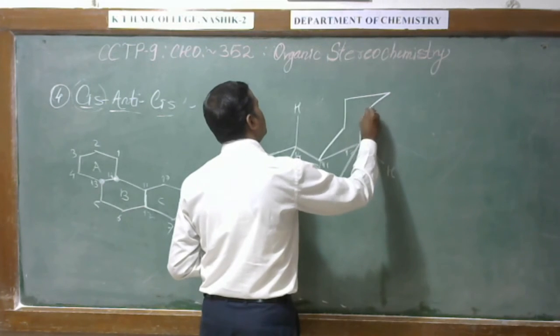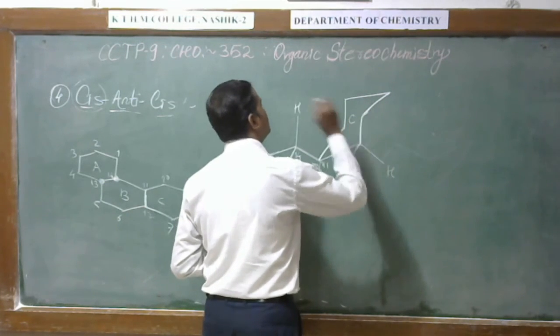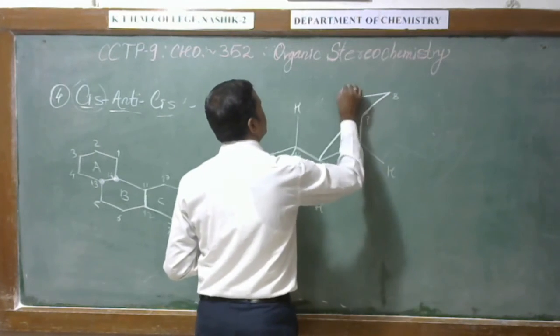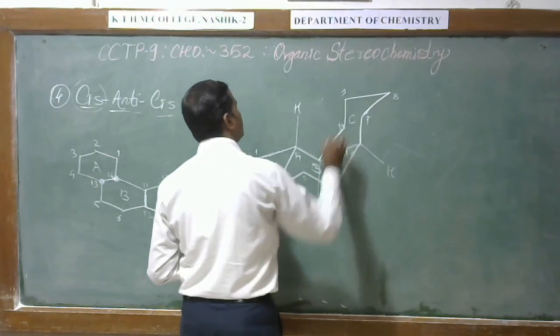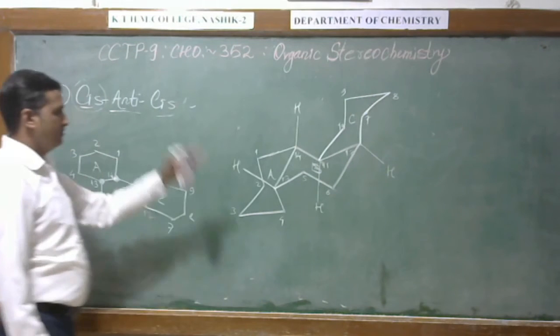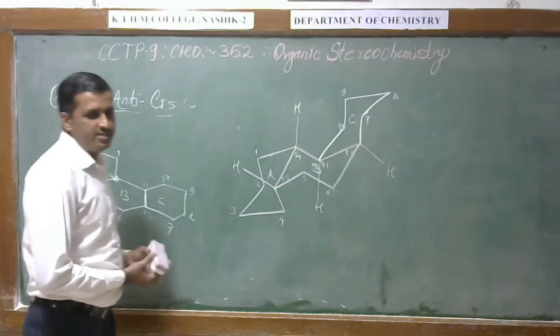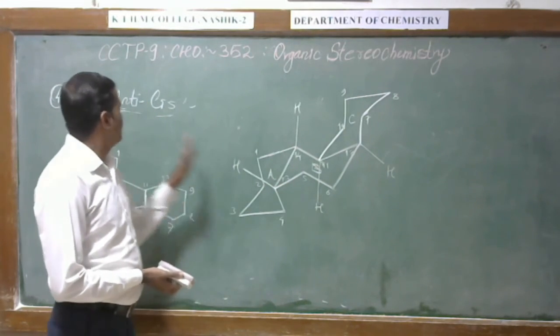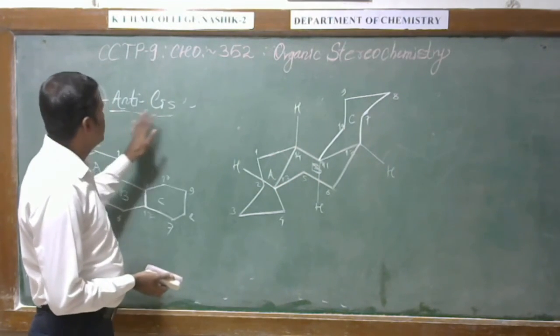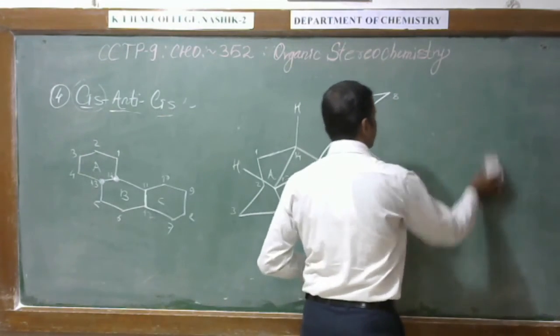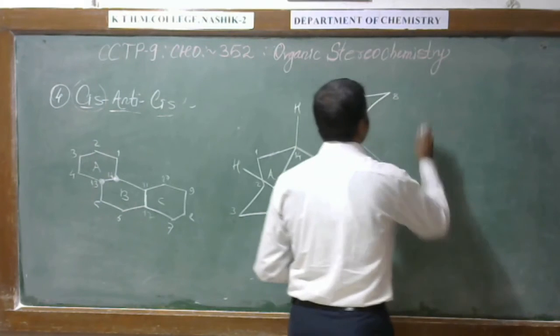Means joining of these positions, we can draw here the chair conformation, means axial position. So this is the C, 6, 7, 8, 9, 10. So these are the carbon atoms which are present in carbon ring C. So this is overall representation in chair conformation for Cis-Anti-Cis perhydrophenanthrene. Now let us consider its energy content.